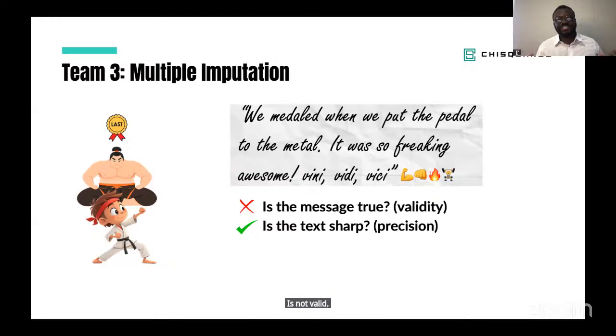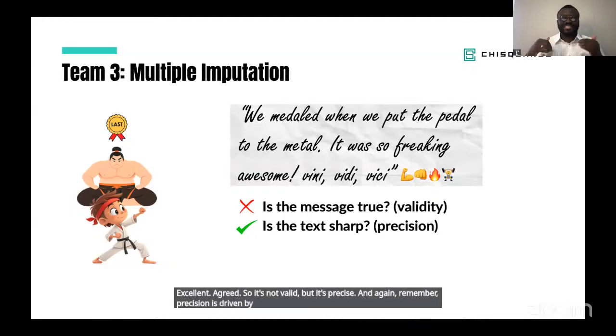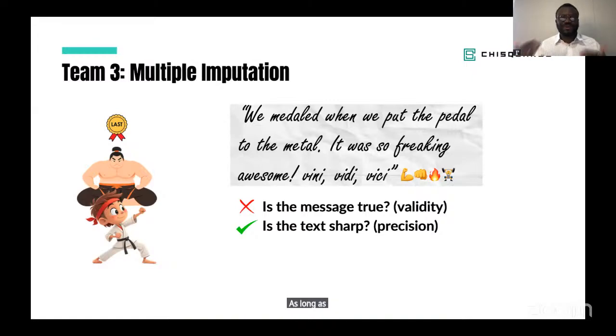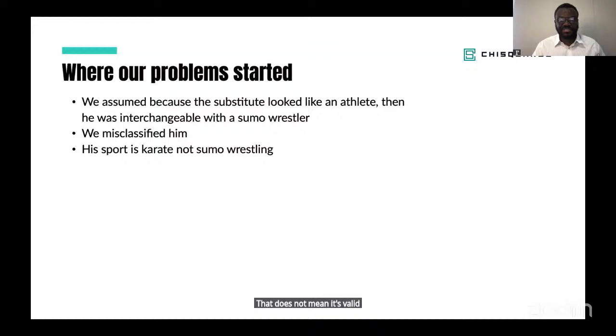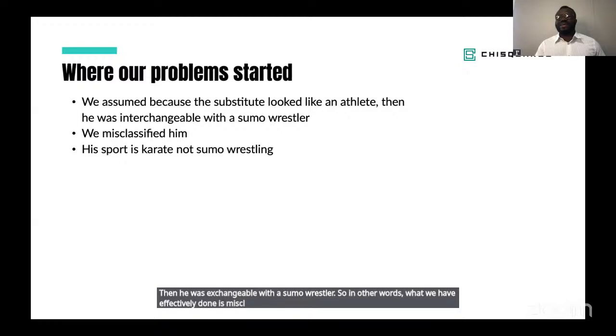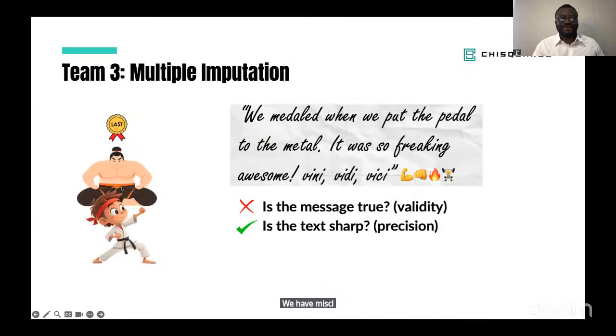And again, remember, precision is driven by numbers. As long as you have people, your results will always be precise. That does not mean it's valid. So we want to keep that in mind. Very important. So our problem started with the assumption that because this guy looked like an athlete, then he was exchangeable with a sumo wrestler. So in other words, what we have effectively done is misclassification. We have misclassified this guy here for a sumo wrestler.